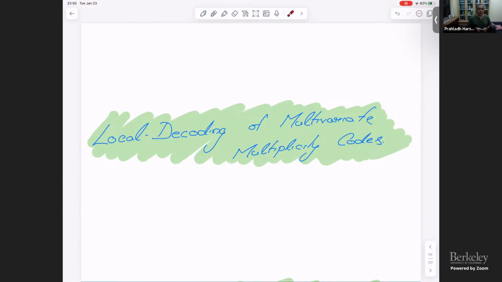Okay. So for another 10 minutes, I will talk about the other very nice application of multiplicity codes. This time the multivariate counterpart: the local decoding of multivariate multiplicity codes. Is there a question?